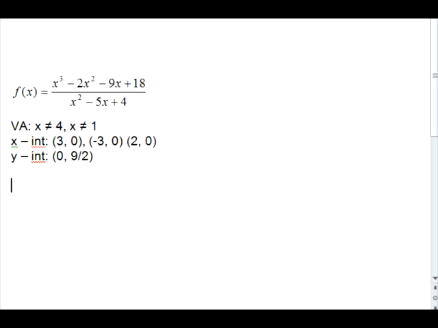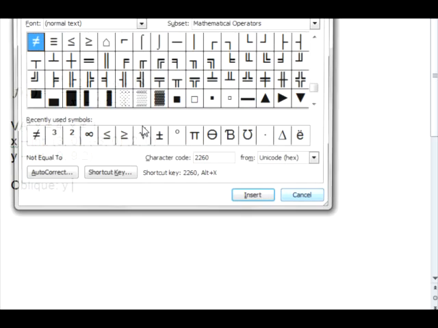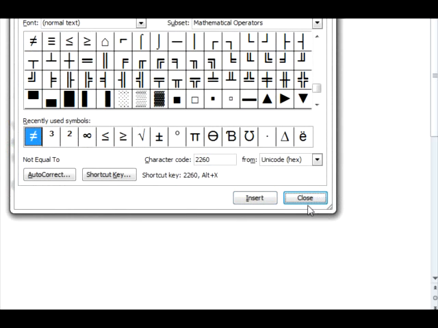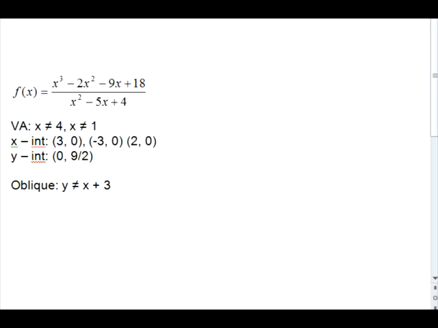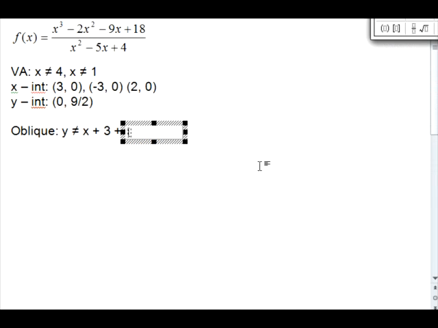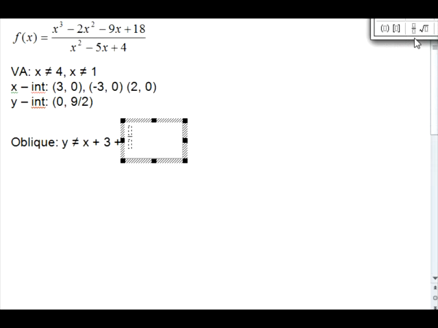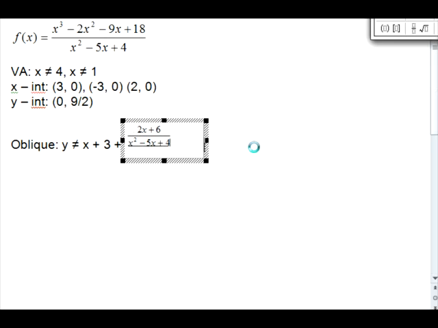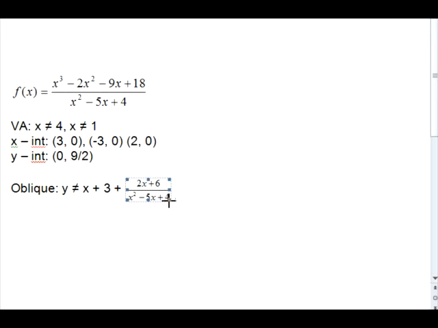And my oblique asymptote, hope you guys got this, was y equals x plus 3 plus 2x plus 6 all over x squared minus 5x plus 4. Now again, remember this part right here you don't need to worry about.